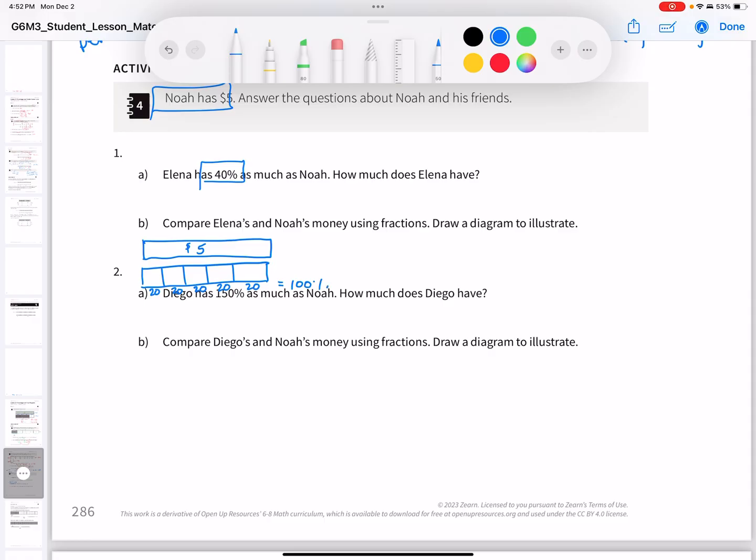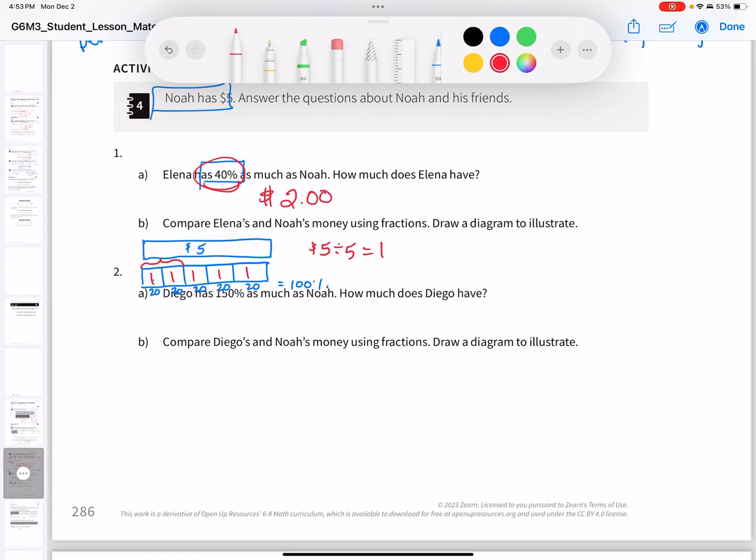So I need to divide that 5 up into how many boxes we have. We have 1, 2, 3, 4, 5 boxes. So I need to divide our $5 by 5 boxes. 5 divided by 5 equals 1. So each box is worth $1. But remember, we had 40%, not 20%. So I really need 2 of those 5 boxes. So 2 boxes of $1 equals $2. So how much does Elena have?